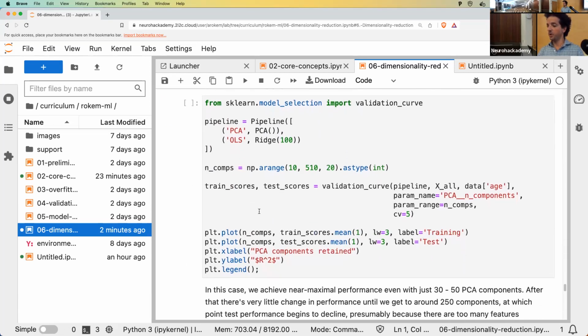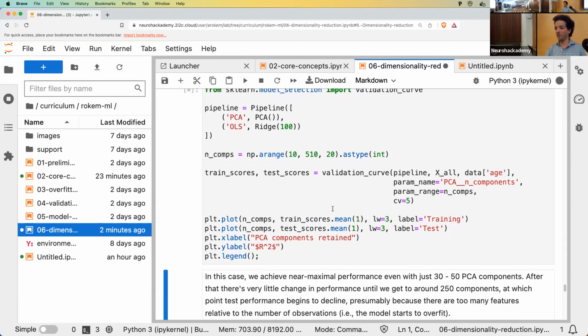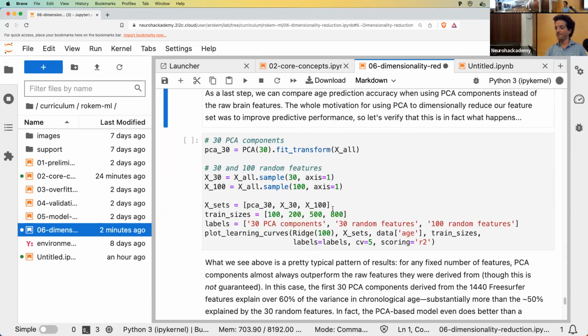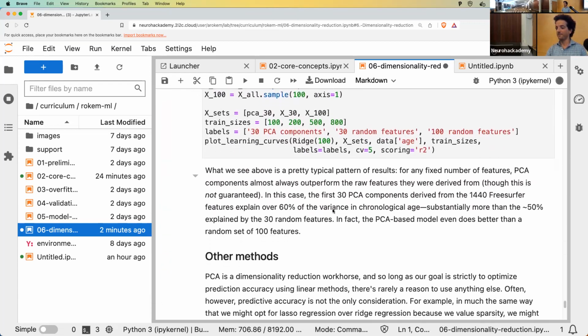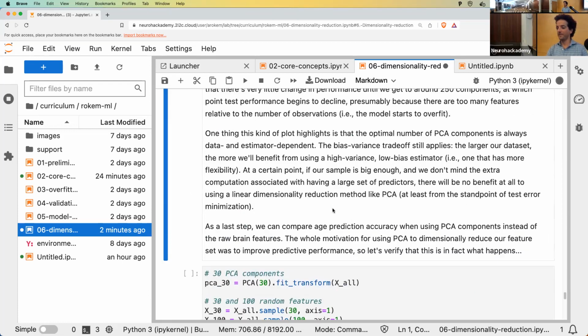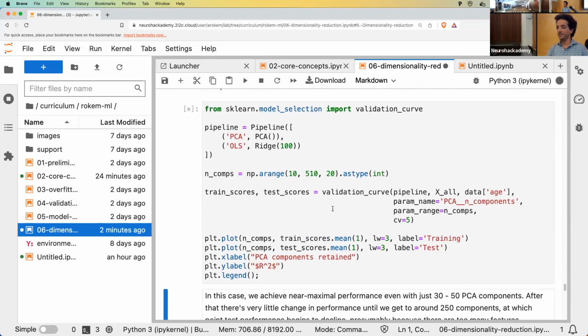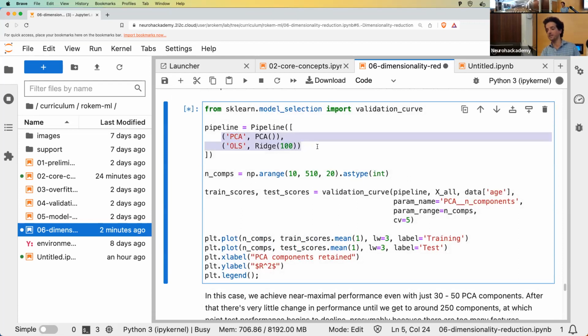Okay, I think actually this is where this is implemented down here. Sorry, I'm not super familiar with this notebook, obviously. And I didn't look at it earlier today, so I'm improvising. But yeah, I think this is the pipeline where PCA precedes OLS without the feature selection.